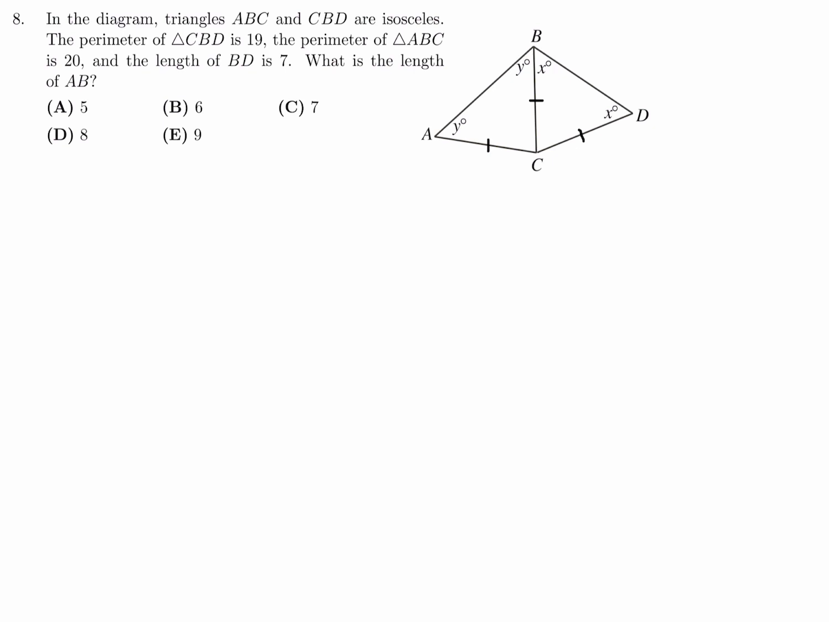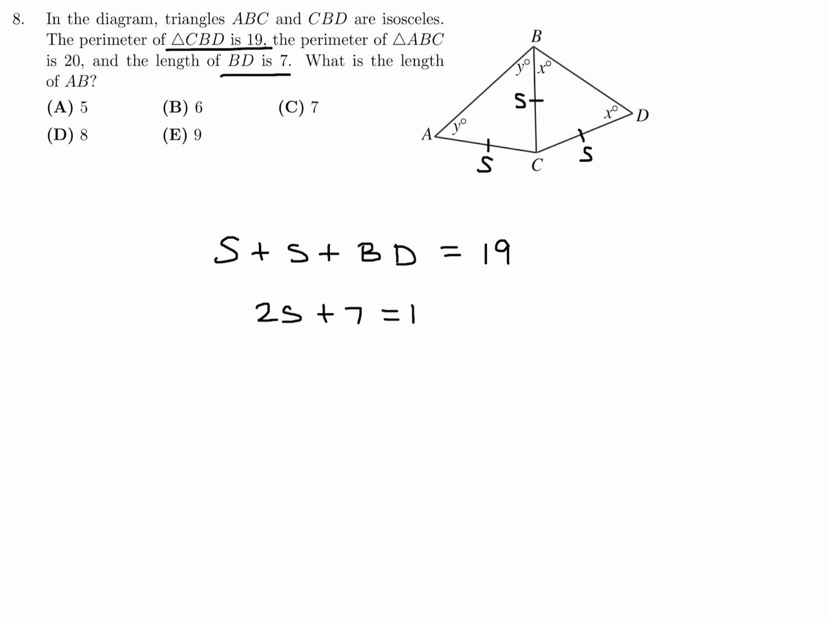So all of these are the same, so I'll just call them, well, X is already taken, so I'll call it S for side. Now they tell me that the perimeter of CBD is 19. So CBD, that means S plus S plus BD is 19. All right? But they also tell me the length of BD, it's 7. So 2S plus 7 is equal to 19. So that means 2S is 12, and therefore S is 6.